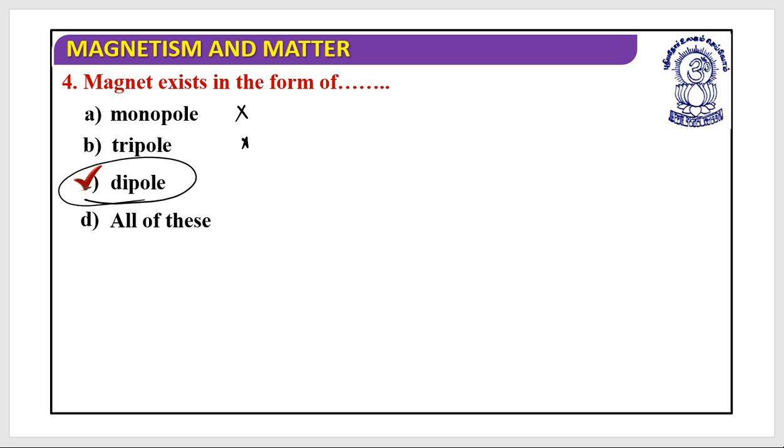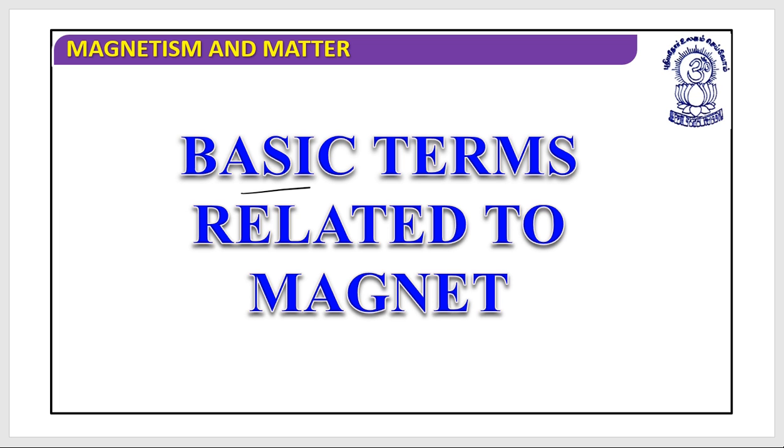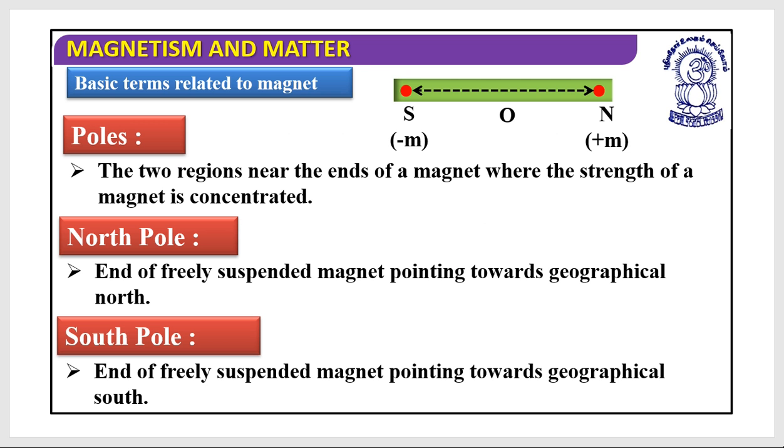Yes. So these are very basic questions, basic information that we already know. We just have a certain brush up so that things will be clear. Yes. So now let's discuss certain basic terms that are related to magnets. Let's begin. We have a bar magnet. This is the south pole, this is the north pole. Let's first start with the pole.